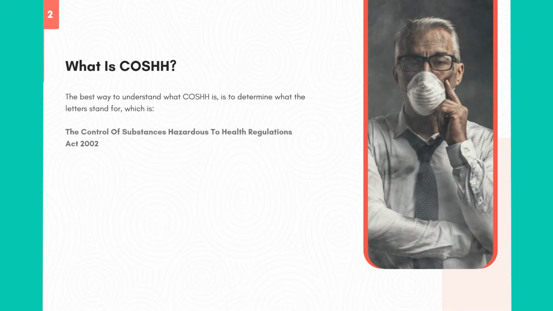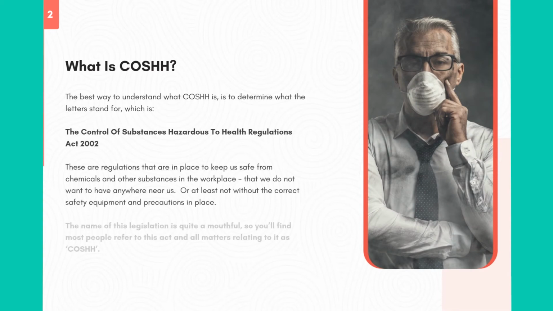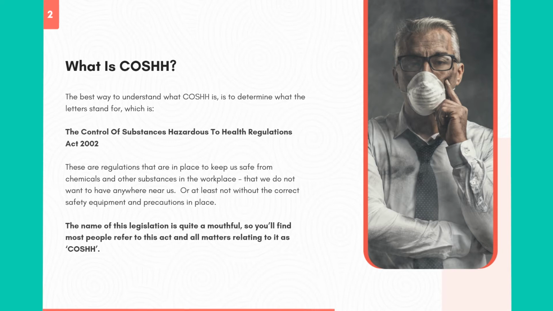What is COSHH? The best way to understand what COSHH is, is to determine what the letters stand for, which is the Control of Substances Hazardous to Health Regulations Act 2002. These are regulations that are in place to keep us safe from chemicals and other substances in the workplace that we do not want to have anywhere near us, or at least not without the correct safety equipment and precautions in place. The name of this legislation is quite a mouthful, so you'll find most people refer to this act and all matters relating to it as COSHH.